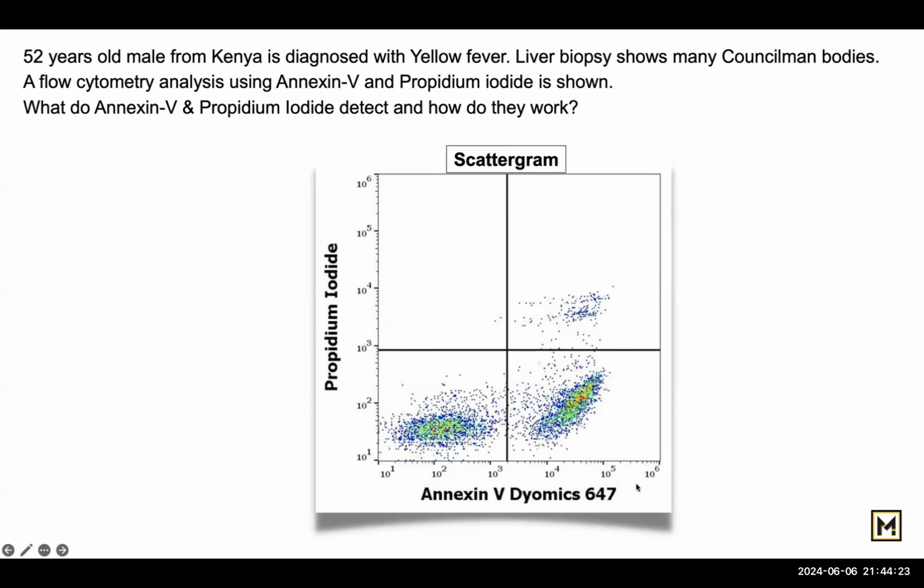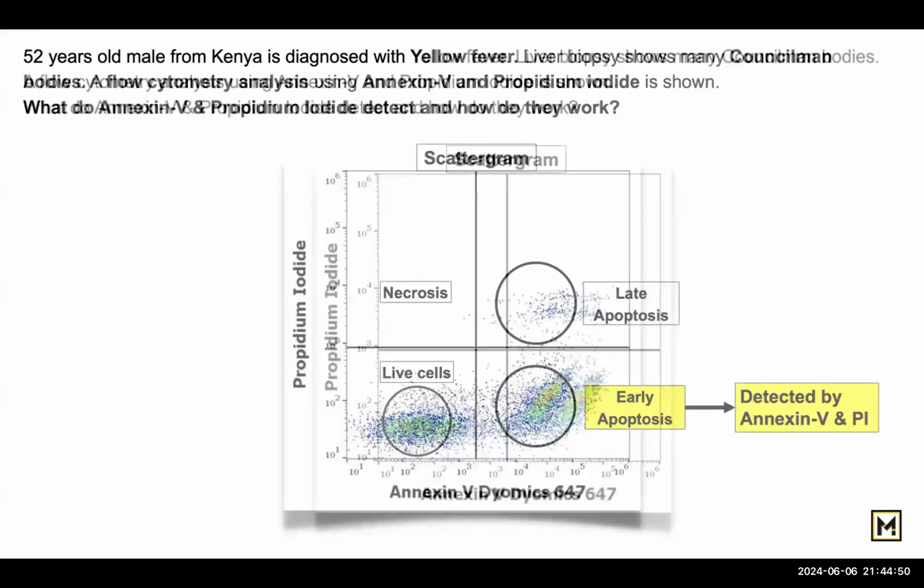So we have the x-axis represented by annexin V. The y-axis is represented by propidium iodide. The scattergram itself consists of 4 quadrants, as you can see: the lower left quadrant, the upper left quadrant, the lower right quadrant, and the upper right quadrant. So how do we detect apoptosis and how do we interpret this scattergram is what we are going to look at.